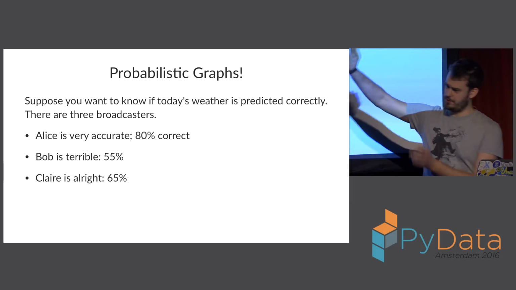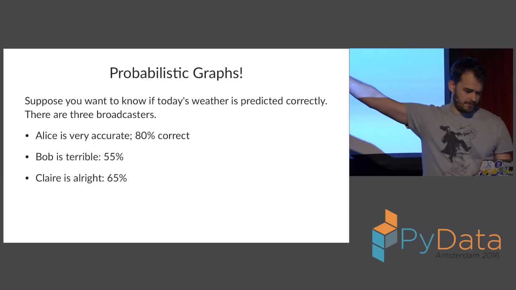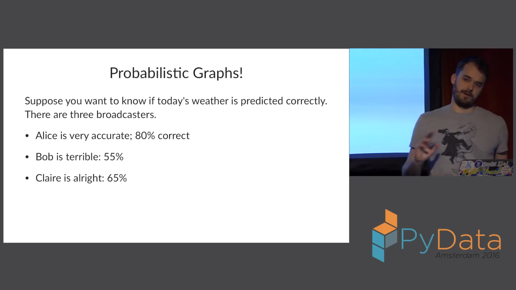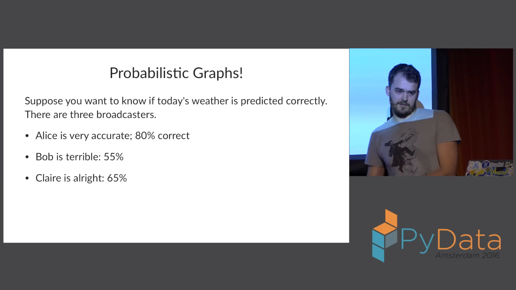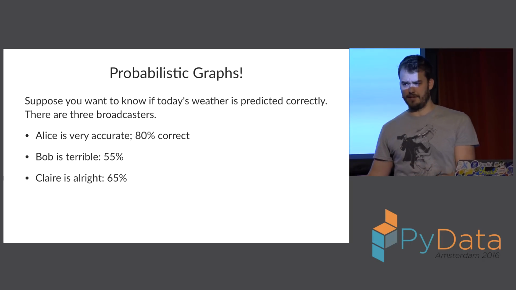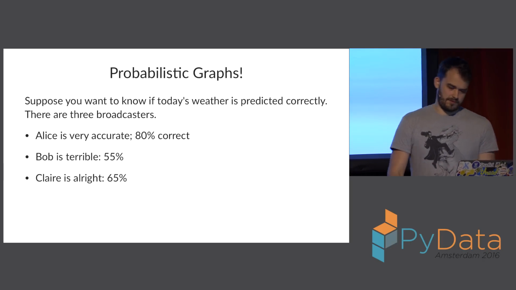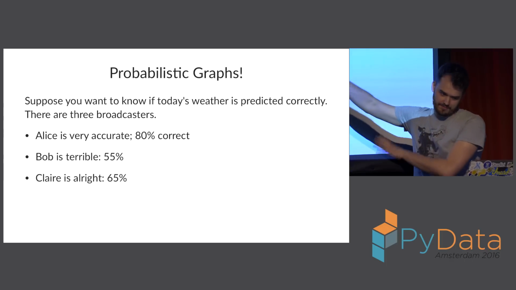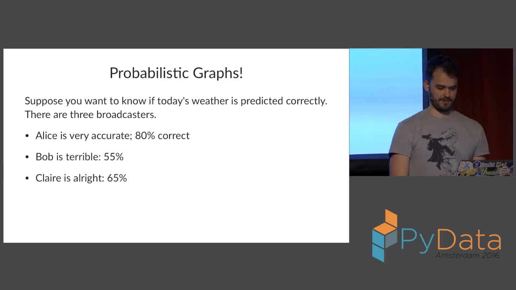We've got Alice, she's super accurate. We've got Bob, he's downright terrible. And then we have Claire, and she's all right. So if I know who's doing the prediction, then I can infer something about if the weather's going to be predicted correctly today. This is not necessarily something that happens in real life, but it serves as an example here.